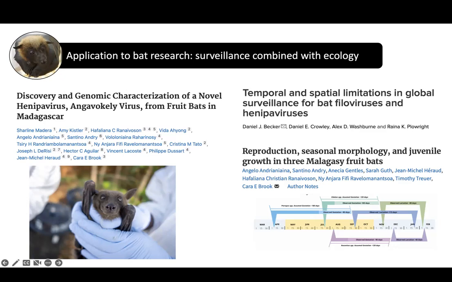But temporal and spatial limitations in global surveillance and the lack of longitudinal studies is a main limiting factor in the type of data that disease ecology can show.